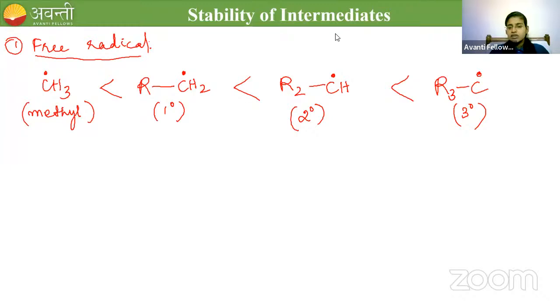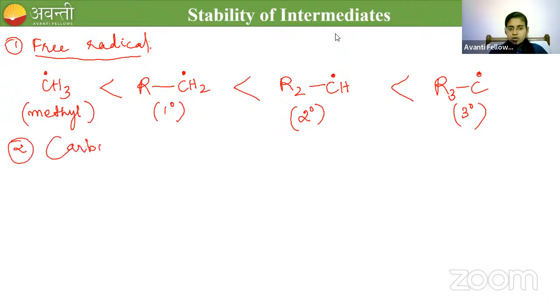I will give you the reason for the stability in the upcoming topics, the electronic displacement effects. We will discuss those things, so don't worry. For now, keep in mind that the tertiary free radical is more stable and the methyl free radical is the least stable. Now let's go for the second intermediate.